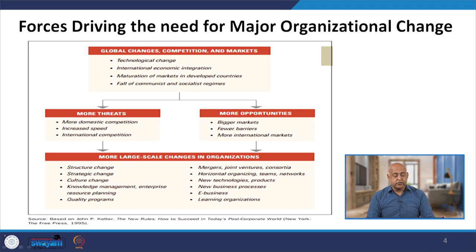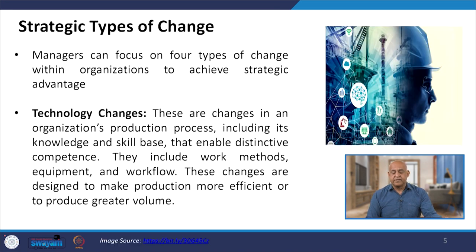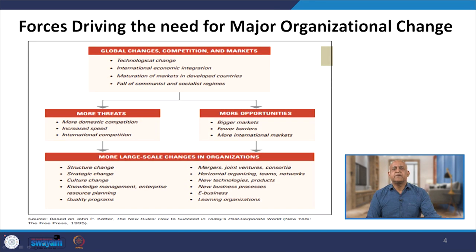Fall of the communist and socialist regimes, and in that case other political issues are there. When we talk about these philosophies or regimes, the communist and socialist regimes becoming less influential, then definitely that will also make a commercial aspect, a social aspect, and an economic aspect influence this particular factor.